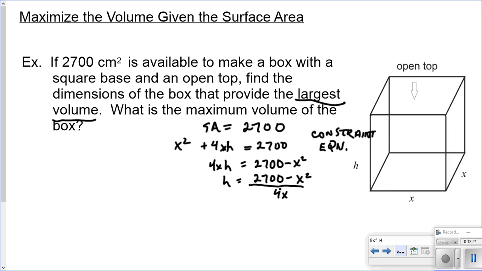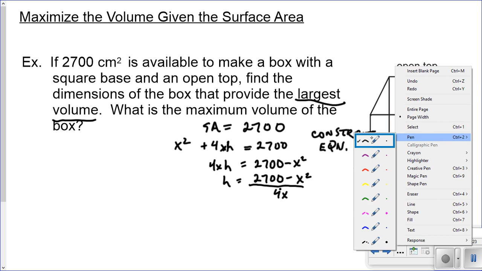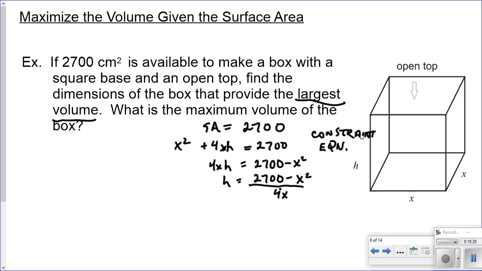That's good. Right like this here. Okay, let's focus on our volume question when we're going to maximize. We have h in terms of x, and I'm perfectly fine with that for now.